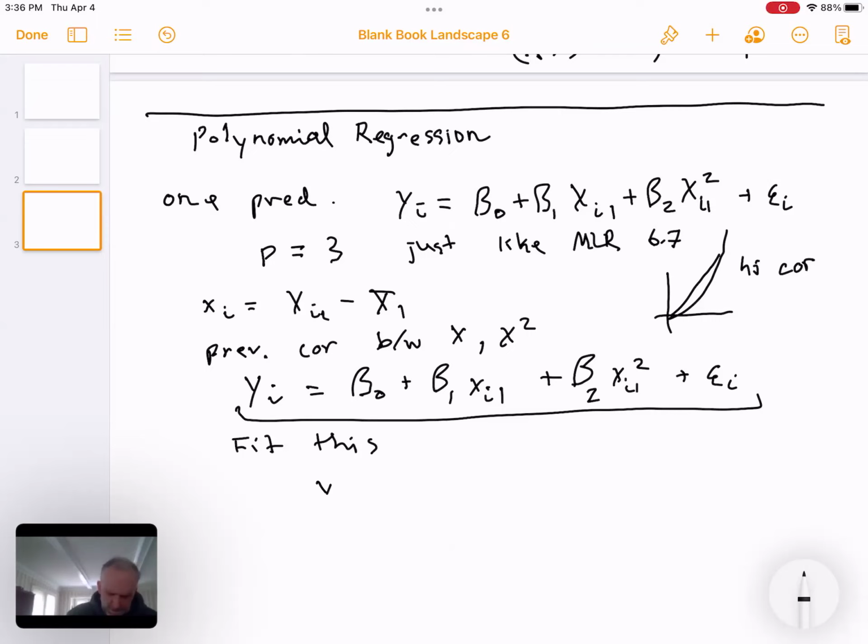I'm going to write less. I'm going to use matrix or vector notation. So we get y hat equals b0 plus b1 x plus b2 x squared. And I don't have to write the error anymore. And now let's fit this, right? So fit this with lm. And these are the lowercase x's.